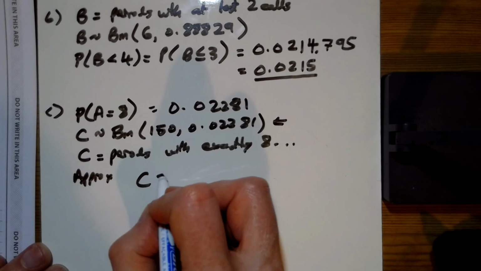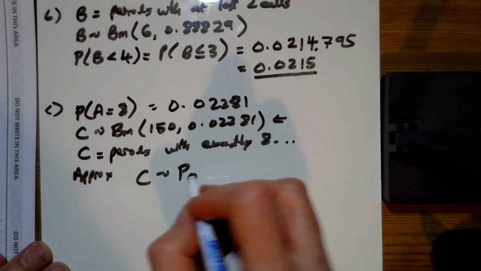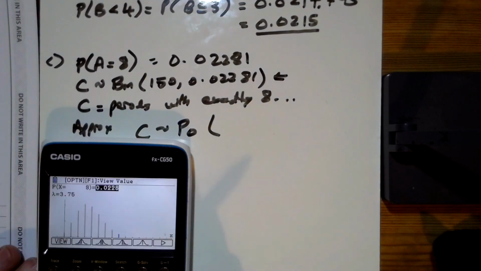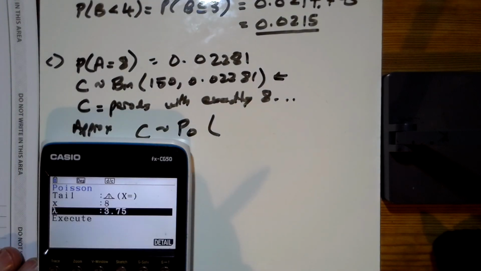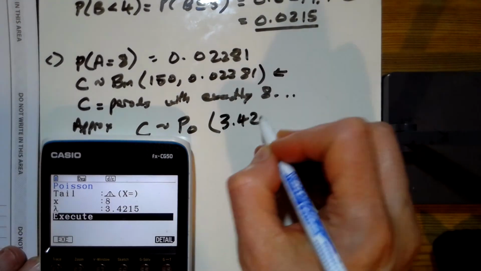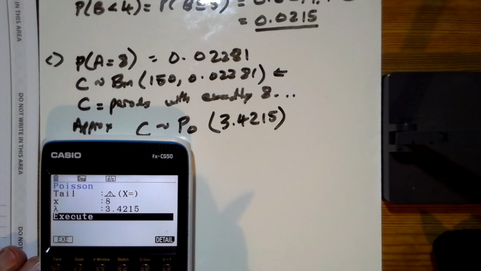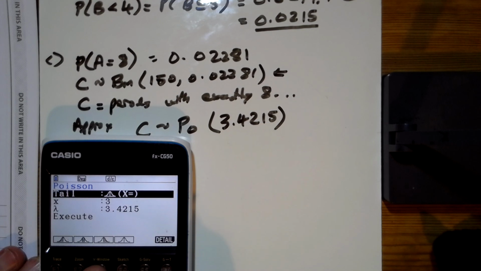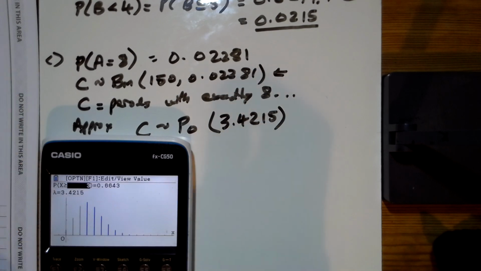So rather than doing the binomial, we're going to change this to a Poisson. And to find out what the mean of the Poisson is, we multiply those two things together. So back to my Poisson, my new mean is 150 times 0.02281. Can't be bothered to use the P version of that this time. So that is 3.4215. And we want at least 3 of them. Greater than or equal to 3.